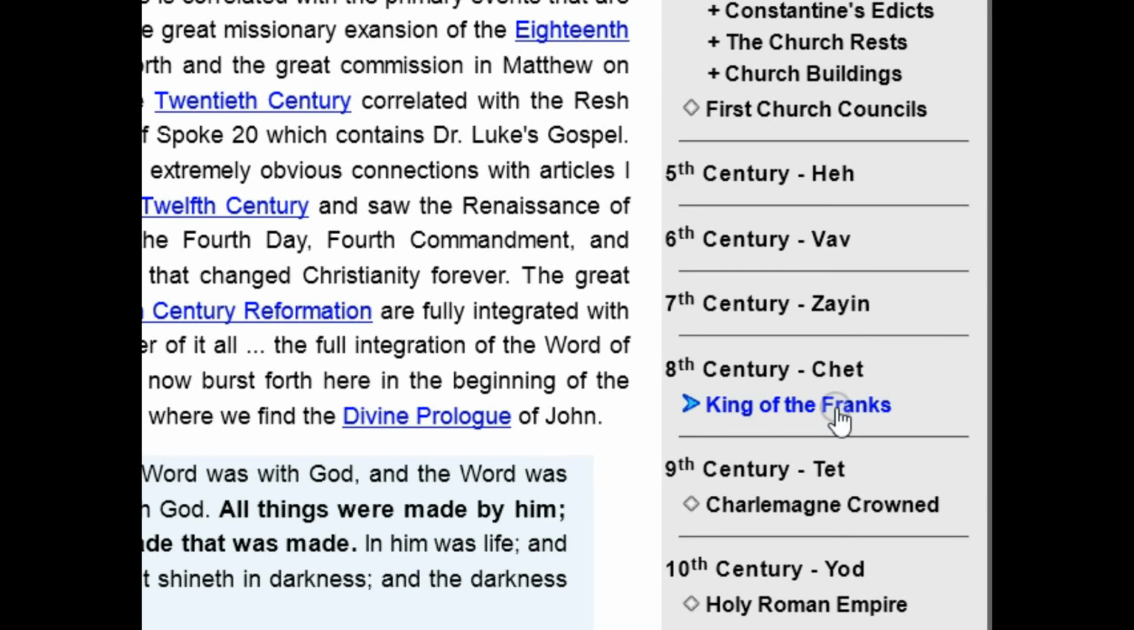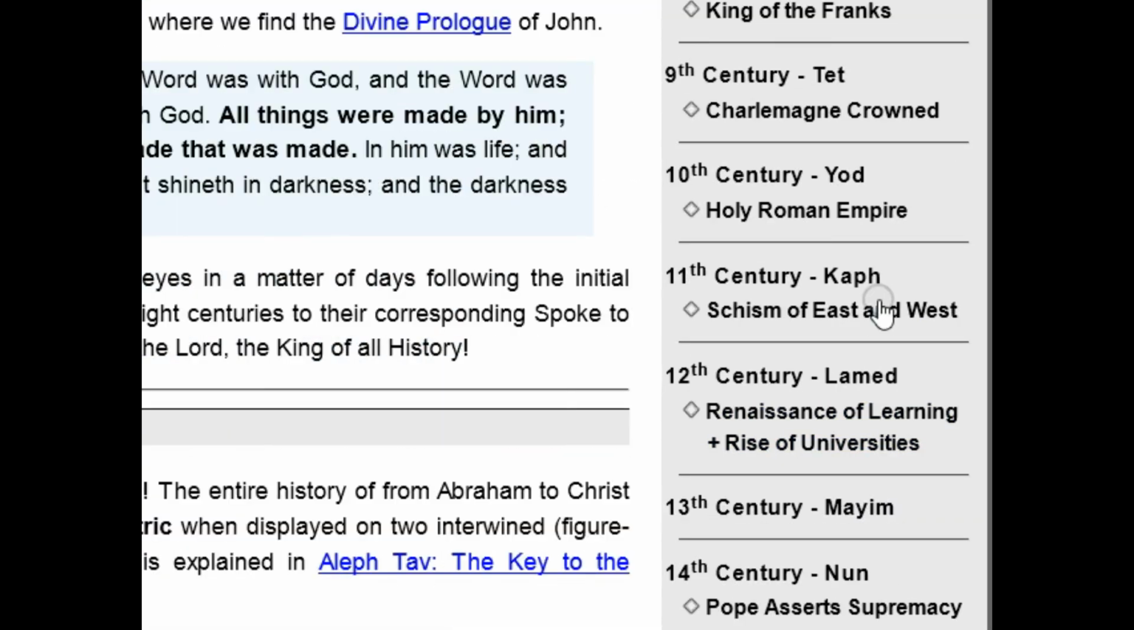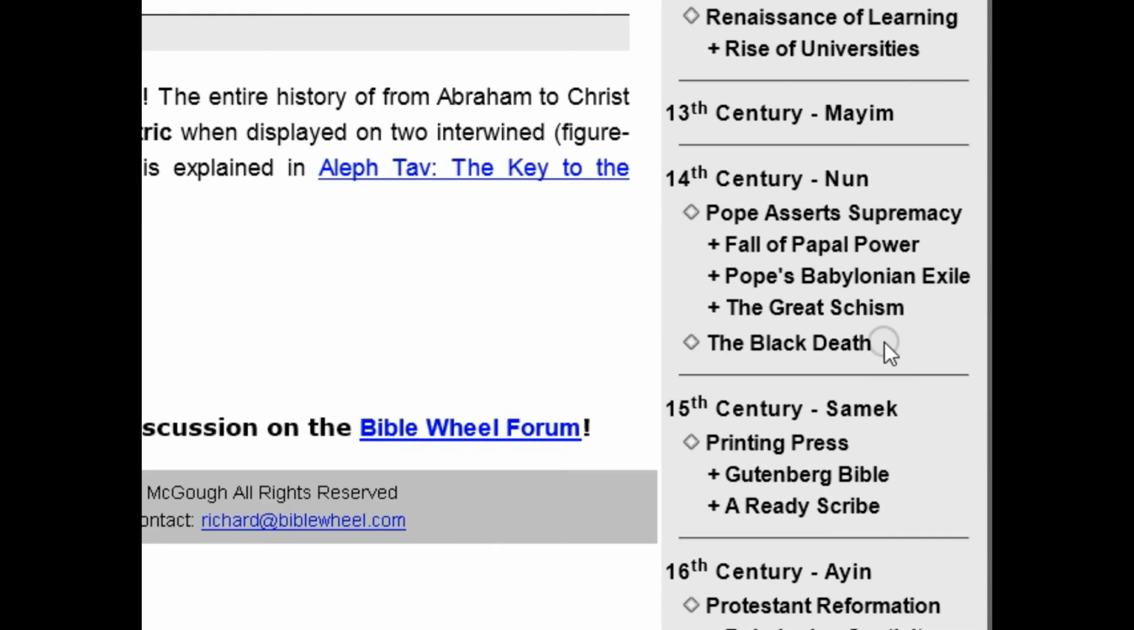Moving on to the 5th century, there's nothing written. 6th century, nothing written. 7th century, nothing written. 8th century, the king of the Franks. 9th century, Charlemagne gets crowned as the Holy Roman Emperor. The 10th century is the beginning of the Holy Roman Empire. 11th century, the schism of East and West.